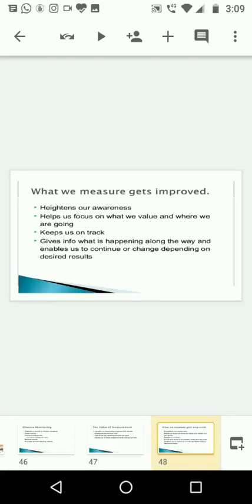Help us focus on what we value and where we are going. Keep us on track. Are we going right or not? Is there any need to control the glucose level or need something else? Give information on what is happening along the way and enable us to continue or change depending on the desired results.